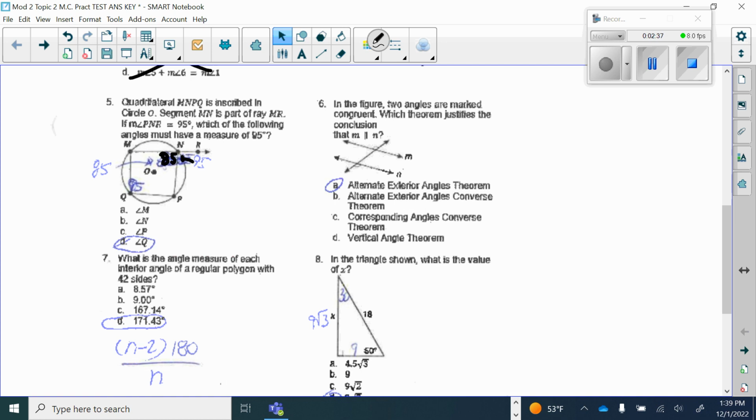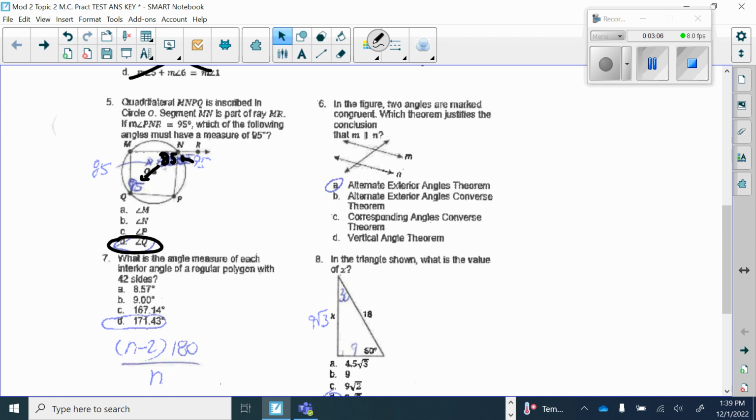Then we know we have an inscribed quadrilateral. In an inscribed quadrilateral, the opposite angles are supplementary. So that angle plus that angle must add to 180 degrees. So that makes that 95, angle Q. And that's all we know. So we have angle Q right there.